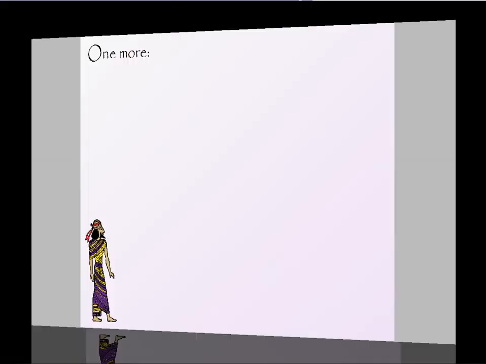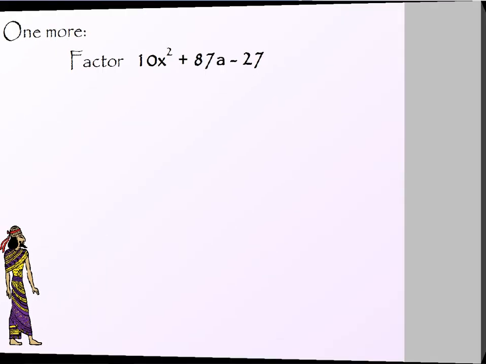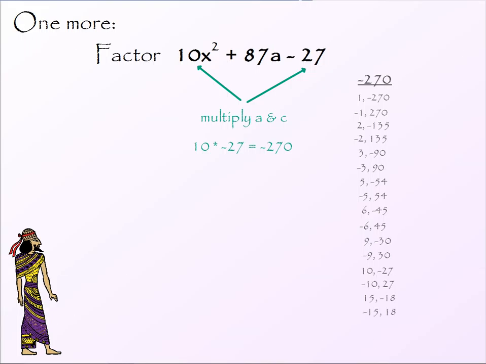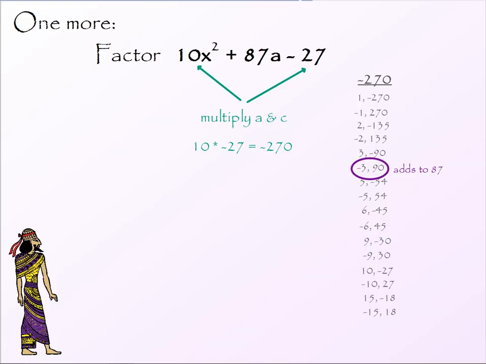We're going to go over one more just so that we can make sure that we're doing everything we can. Remember, first, I multiply a times c. These do not have a common factor, so I just multiply 10 times negative 27. I get negative 270, so that's what I'm going to try to find the factors for. I want to find a pair of factors that add to positive 87, and that comes from negative 3 and 90.